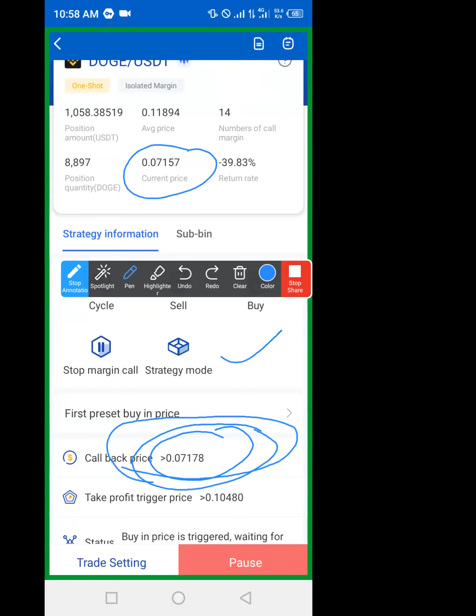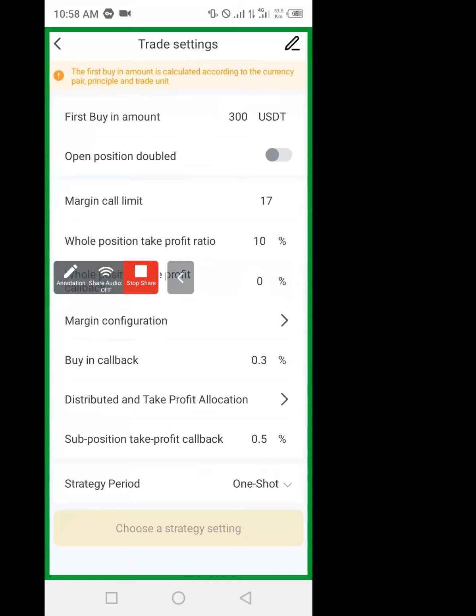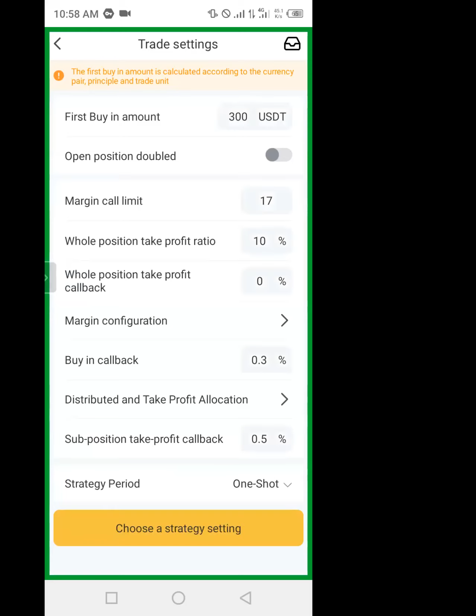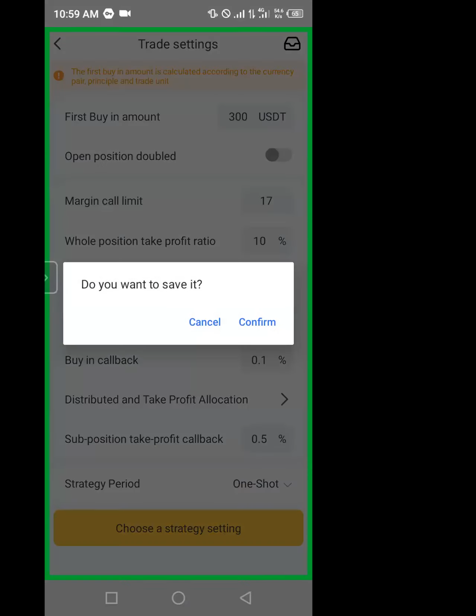According to my trade settings, buy-in callback is 0.3. It is too big. That's why it always has to be a little bit smaller, lower, so that when it is buying, it doesn't take so long to buy. That's why it is taking long. The other is saying 5, 6, yet it wants to buy at 7, 8. So what I have to do is come here and change my buy-in callback and say 0.1. I save, I confirm.